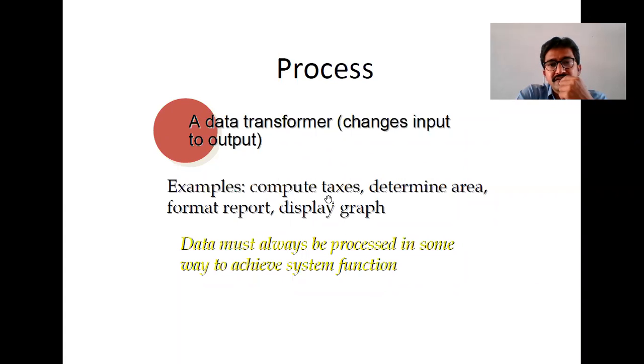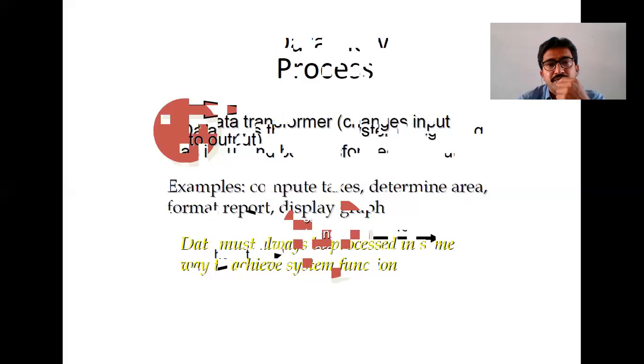So when you are computing statements for calculating the tax, or determining the area of a circle or of any cylinder, or making some formats for reports, or displaying some graphs, at this data transformer you can use the notation process as a circle. So data must always be processed in some way to achieve system function. That is another notation for process.